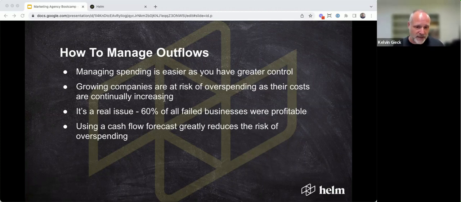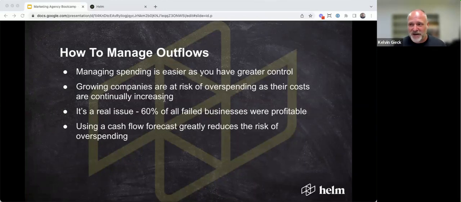This can be problematic for scaling businesses as expenses are continually growing and expanding in line with the company's growth, and cash reserves are usually pretty limited because of that. This means that there's a real possibility that spending could actually outstrip cash available in these kinds of growth businesses. And statistics would actually show that this is a real problem. If you look at the failure rates of businesses, over 60% of all businesses that fail are actually profitable. So it's a real thing. You can actually spend yourself into oblivion.